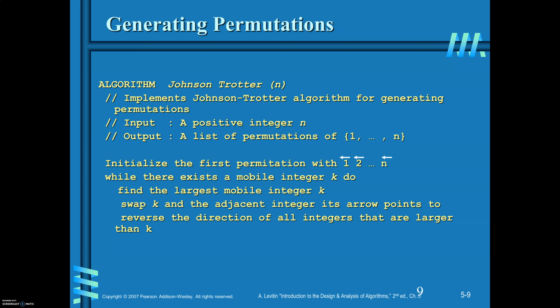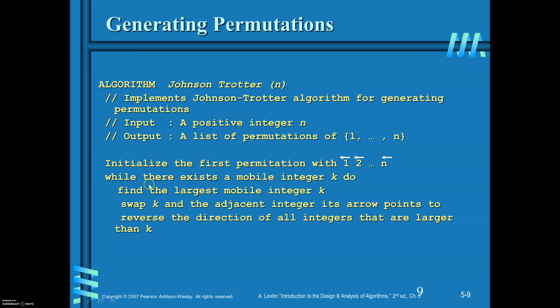Now we'll see how to generate all possible permutations by using the Johnson-Trotter algorithm. Here n is a positive integer, and the list of all permutations is what you are going to get as the output. Initially, the first permutation, that is 1 to n, is to be initialized with the arrows pointing towards the left.